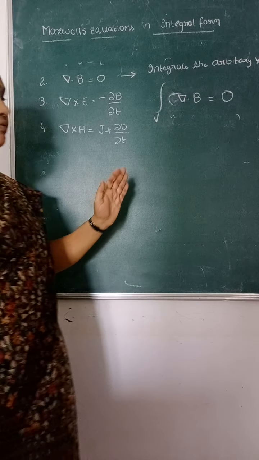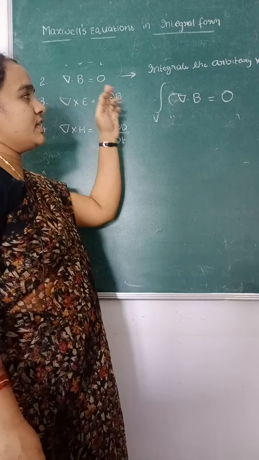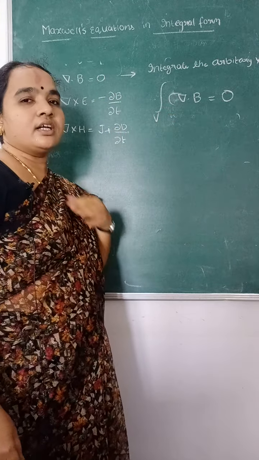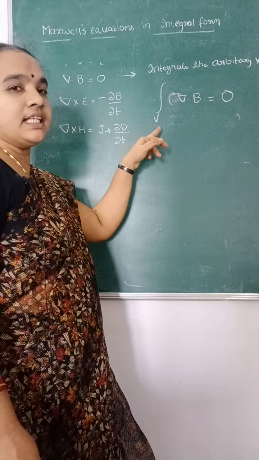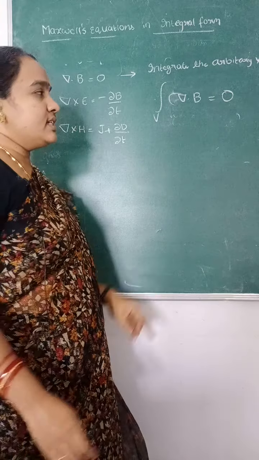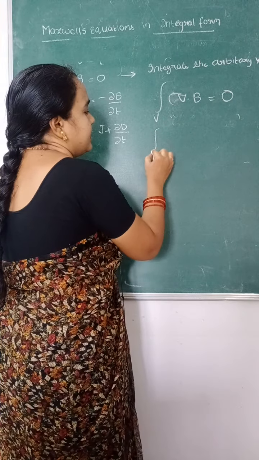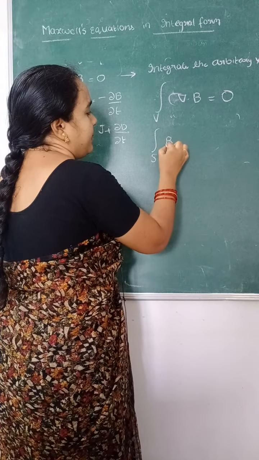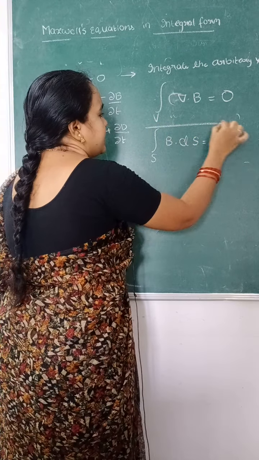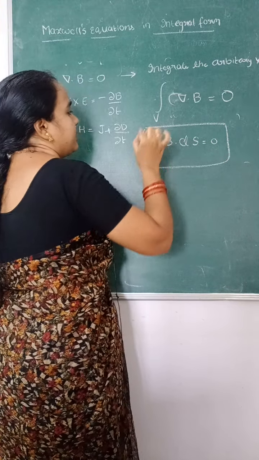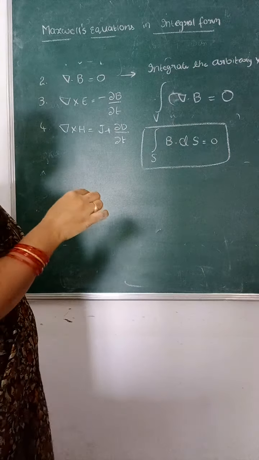Simple one. First we will integrate the Maxwell equation, then by using the Gauss divergence theorem, let us convert this volume integral into a surface integral. Then the surface integral of B dot ds is equal to 0. This is the integral form of the second Maxwell equation.